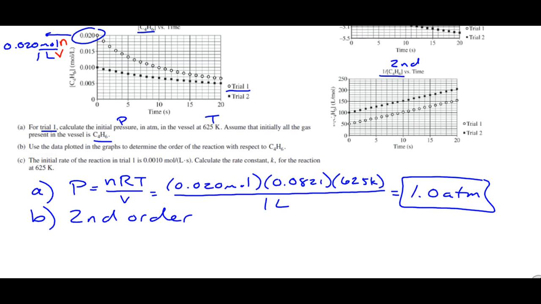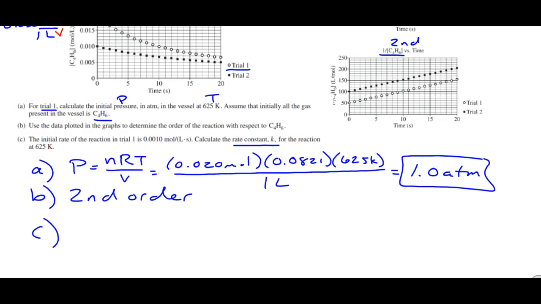And it doesn't ask for a justification or anything like that. So that is all that we would need. Letter C. They say that the initial rate of the reaction in trial 1 is 0.001 molar per liter seconds. Calculate the rate constant, which is K, for the reaction.